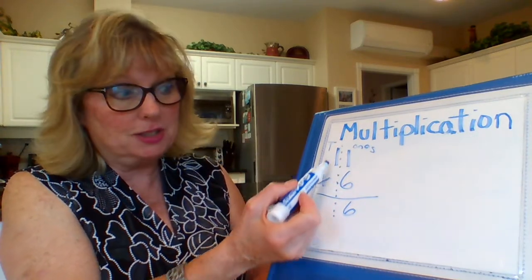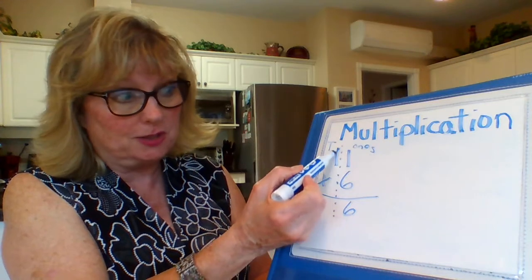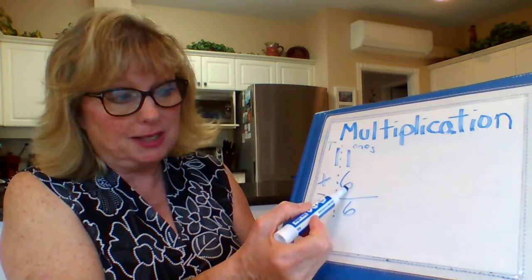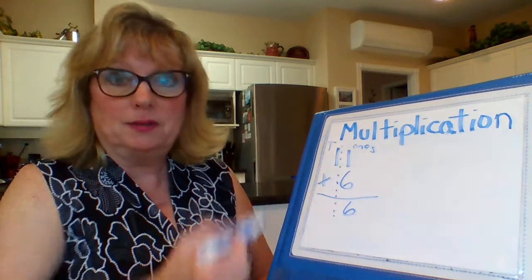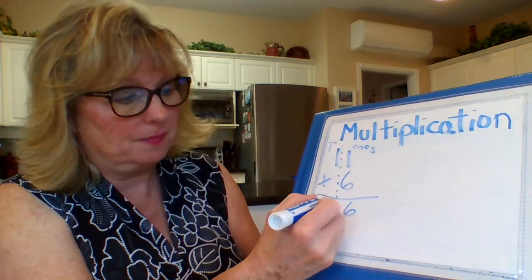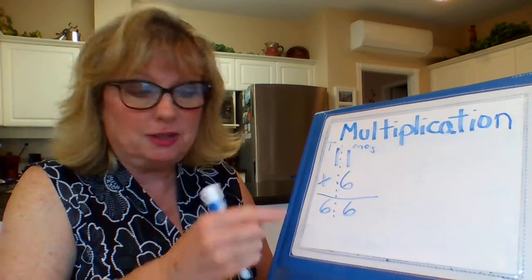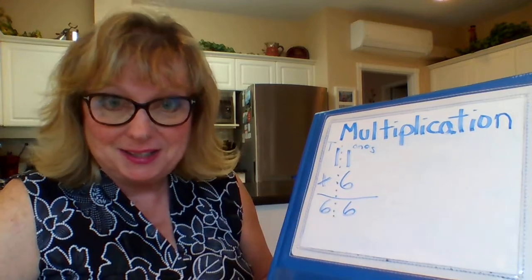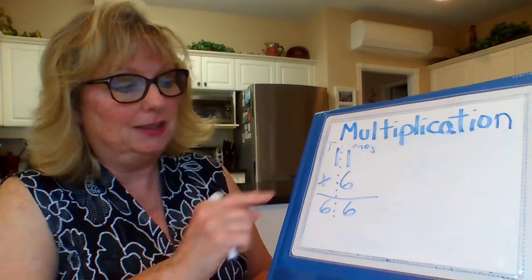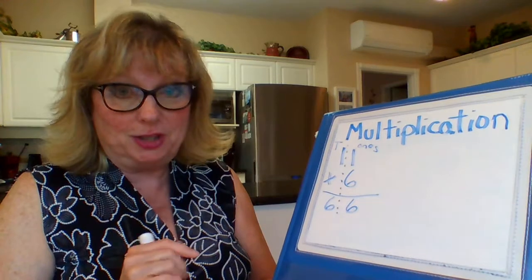Now we go across to the tens column because we're not finished yet. We still have this to work on. 6 times 1. 6. And what is our answer? 66. That's how we calculated that. Okay, let's do another one so that you can see that.